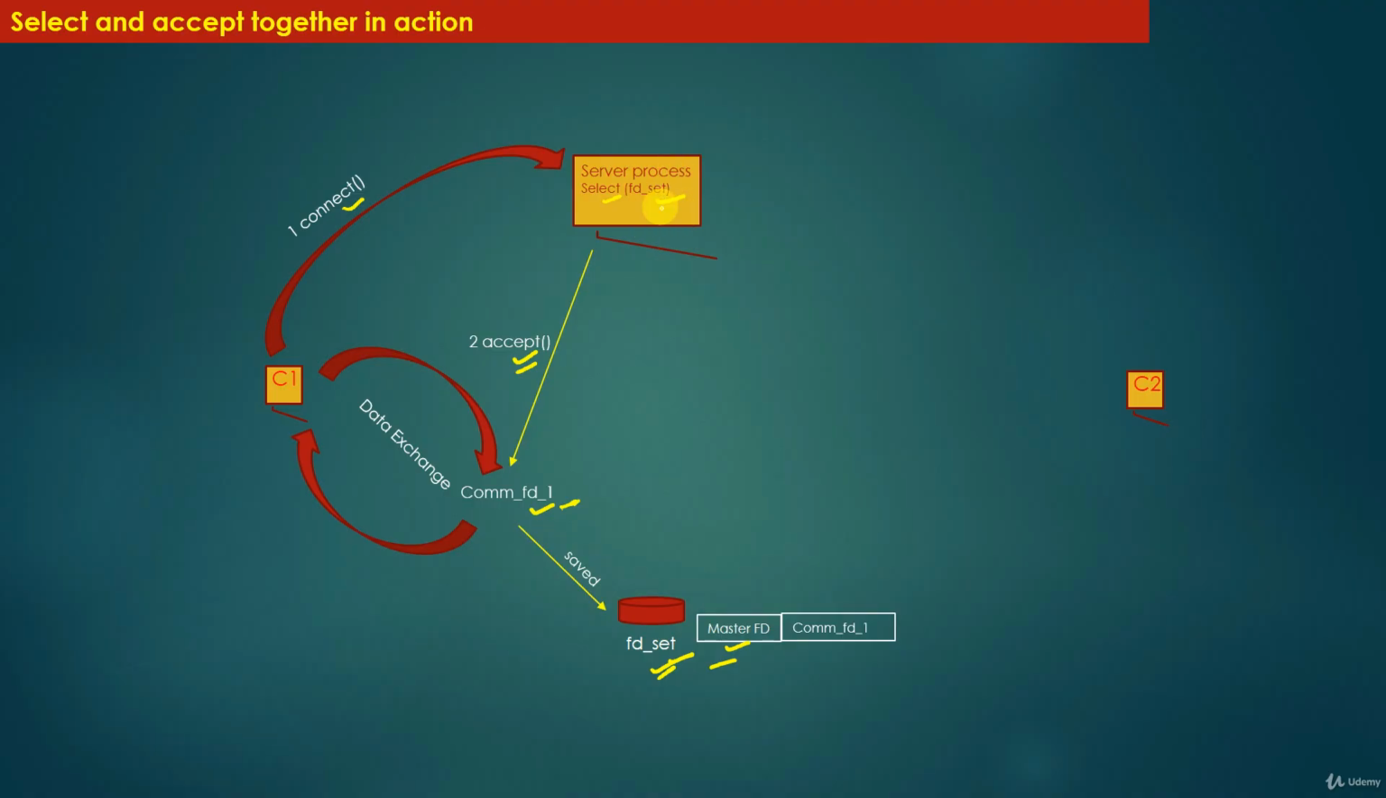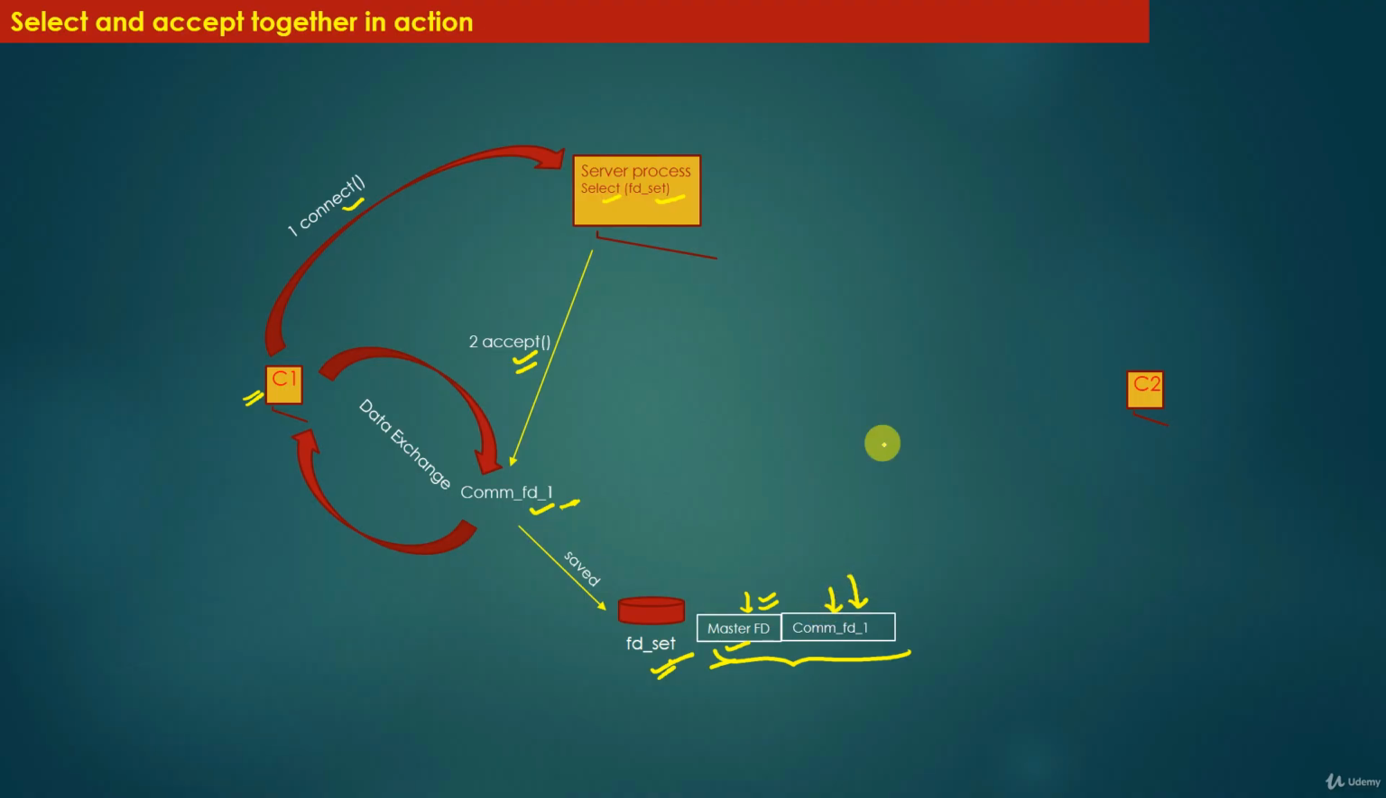Now at this point of time, this FD-set data structure contains two file descriptors. One is the master socket file descriptor and the other is the communication file descriptor. Now monitoring the two file descriptors at the same time means that if the new client sends a new connection initiation request to our server, our select system call will get unblocked because the master socket file descriptor will be activated. In the other case, if the client C1, which is already connected to our server, sends a data request to our server, then it will be the communication file descriptor which will be activated.